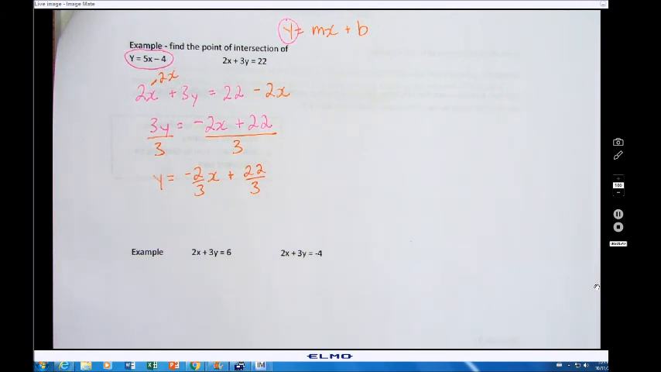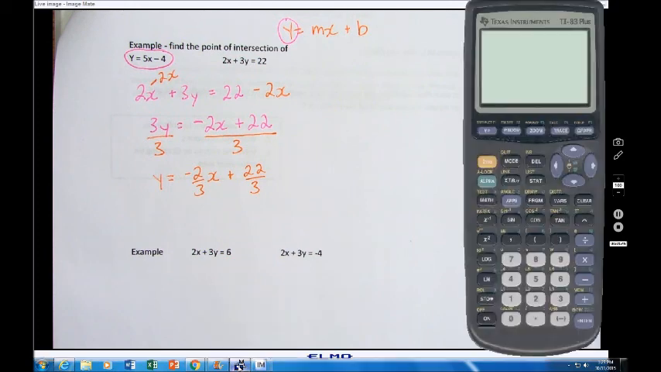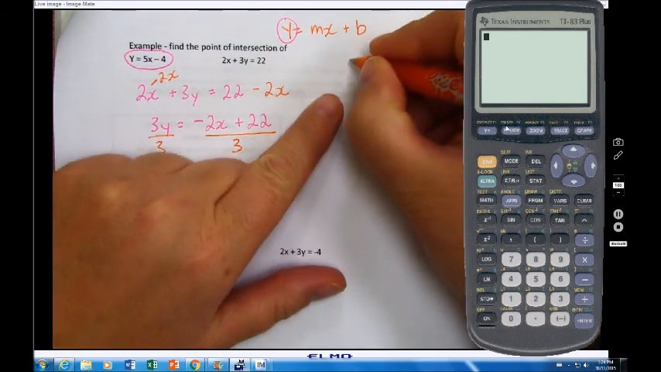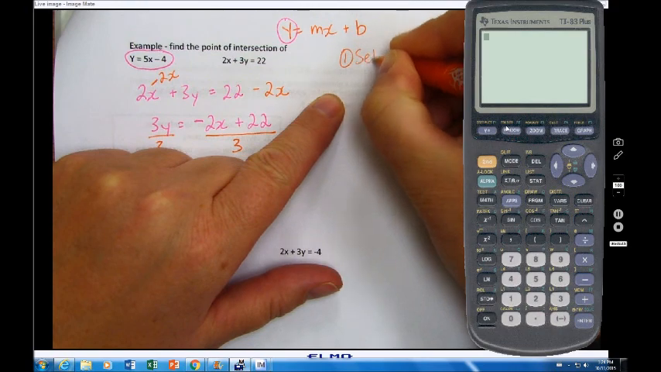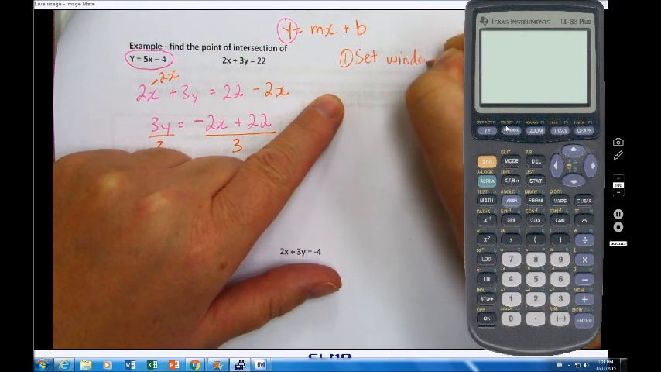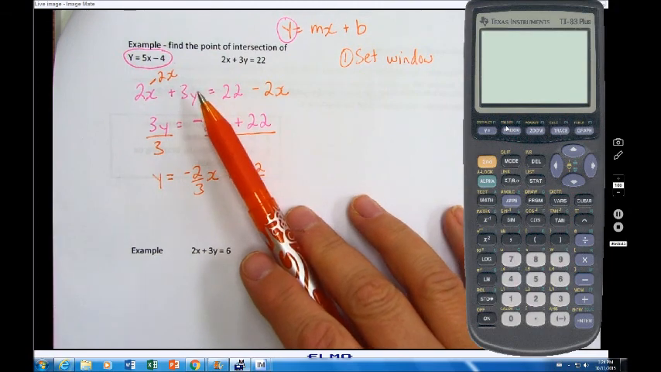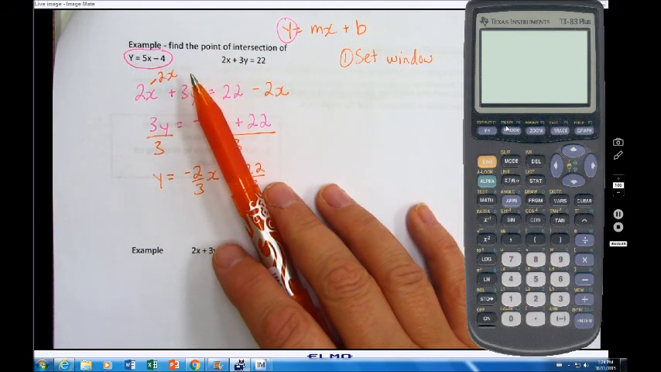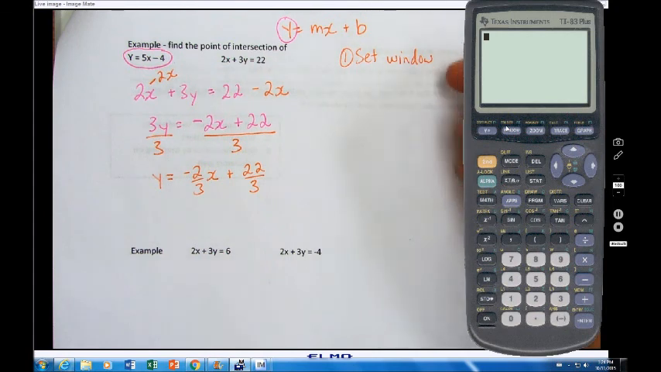So we'll try putting it in the calculator. So here's my calculator. And I need to put in my equations. So I'm going to hit the y equals button. First I want to set my window to standard though. So remember, our first step is set window. Usually when you're just given equations and not in a problem, you want to have it in the standard format. So standard format.